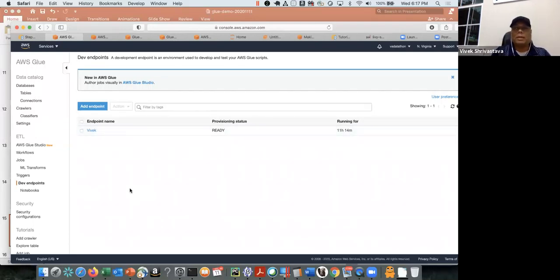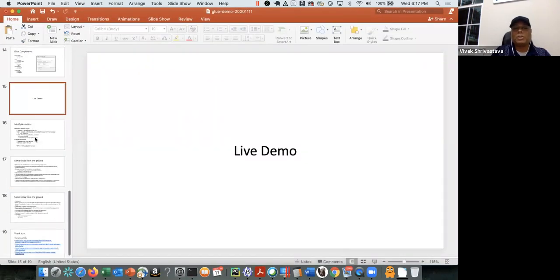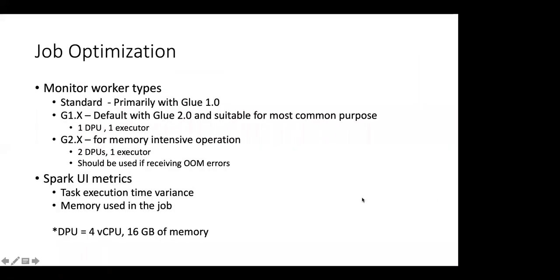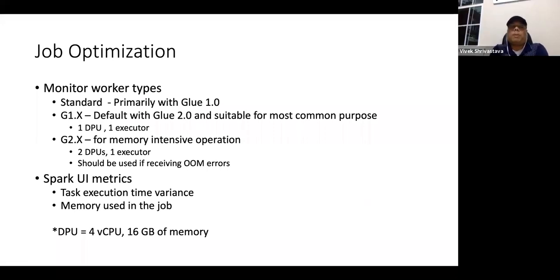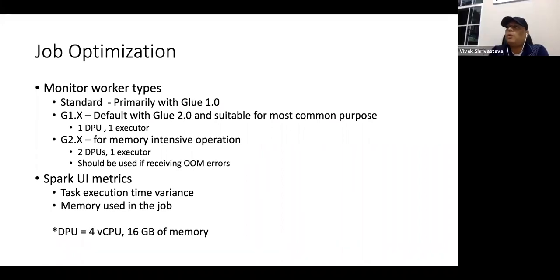Now, in the interest of time, I'm going to quickly go back to the area where I'm going to show some of the tricks from the ground, so that you can always be cautious about it, and understand how to optimize and how to watch for these things. So, job optimization. Glue has multiple worker types, and recently Glue released 2.0 about 2-3 months back.